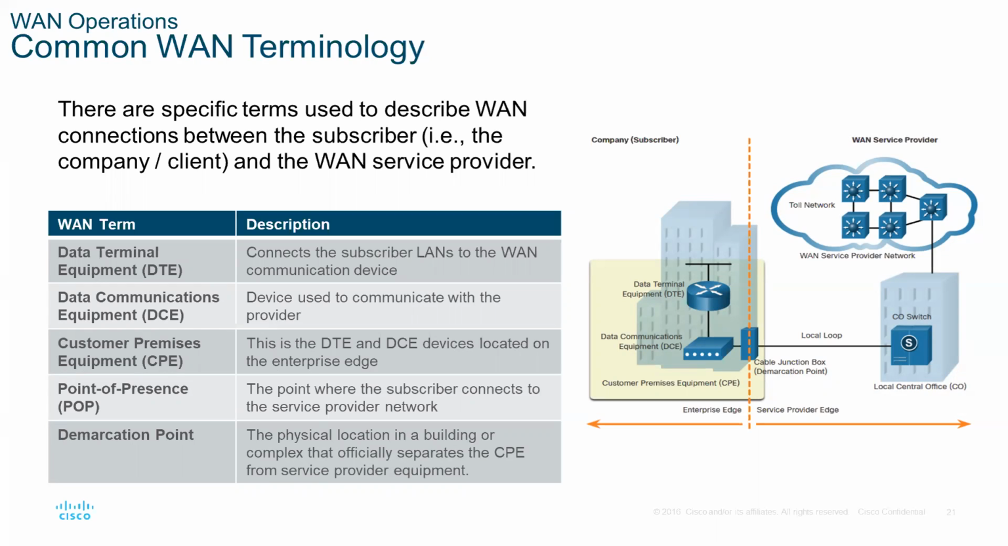Depending on where you are in the world depends on where that demarcation point terminates. If you're in the US, it's on the boundary of your property. If you're here in Australia, it's within a point of presence within the building. So they bring all their cabling up into a point where they hand over control of the infrastructure.